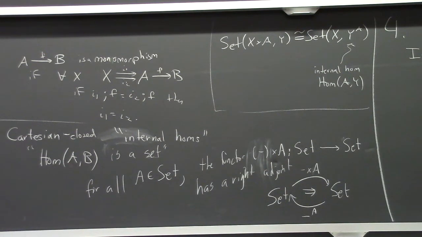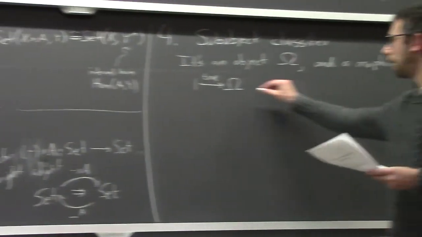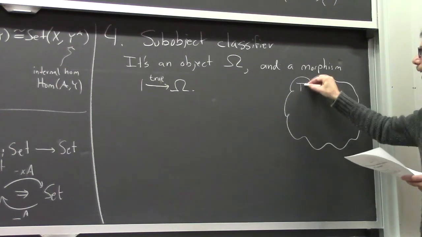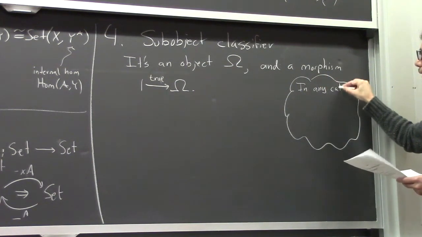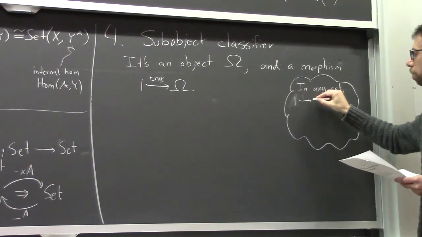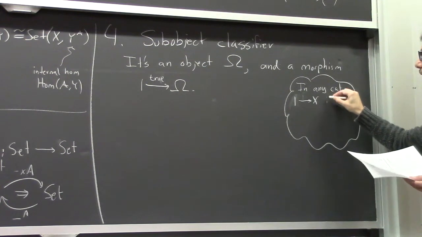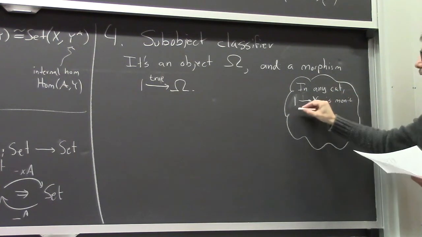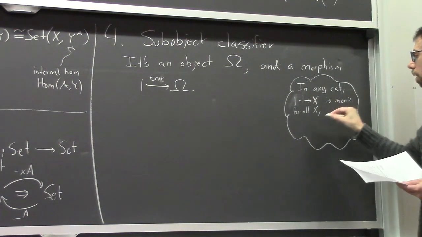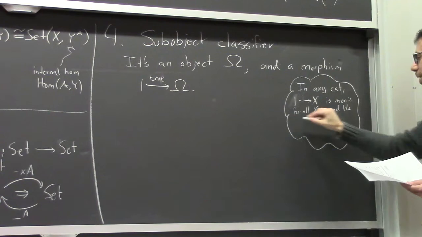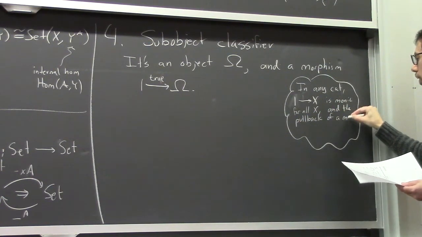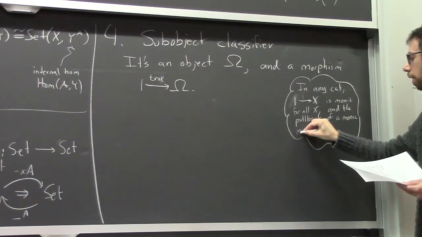Okay, so this is an object omega and a morphism 1 to omega. And just a side note: in any category with a terminal object, a map from that terminal object to any other object is monic, where a monomorphism is an injection for all x. And the pullback of a monic map is monic.